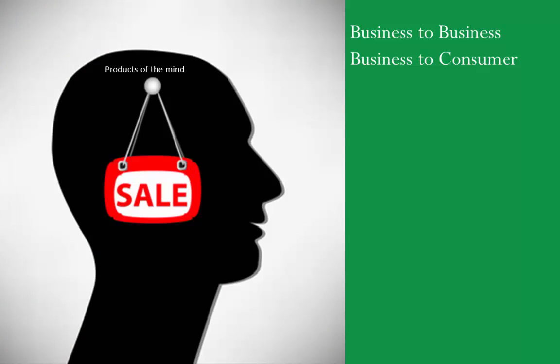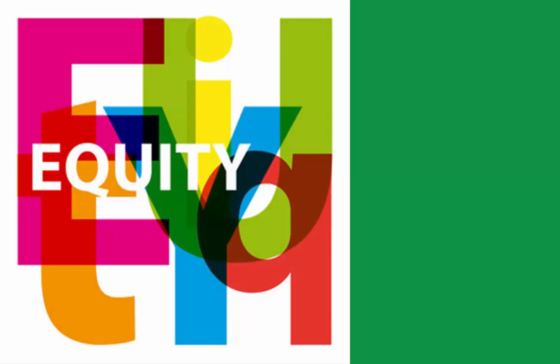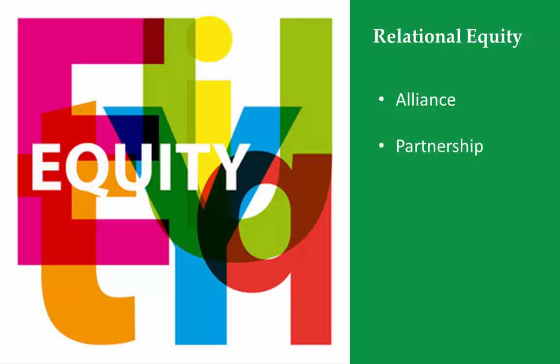Production. In the production area, your revenue producers are business to business, business to consumer, and they focus on products of the mind. It's high yield, high performance content where you learn strategy, tactics, and operations. In equity, it's not banking equity, it is equity that is relational. And relational equity focuses on alliances, partnerships, referrals, and joint ventures.